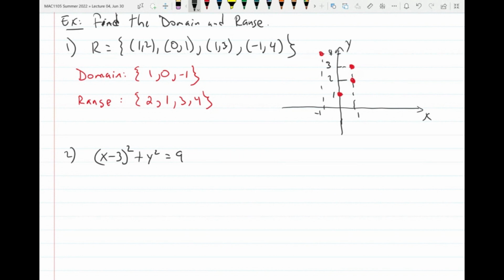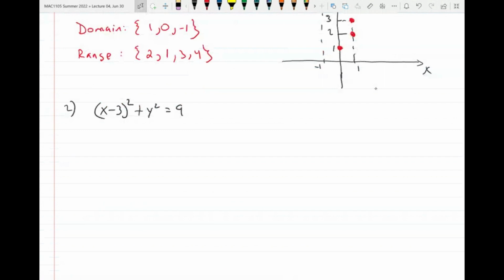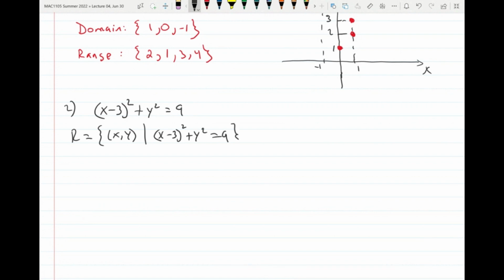If you want a fancier way, it would be to write the set-builder notation. So the relation is the ordered pairs (x, y) such that when you plug them in this equation, they satisfy it. In other words, (x - 3)^2 + y^2 has to give you 9. So this is a relation. It's just a way of describing ordered pairs, and as you know, this is not an empty relation.